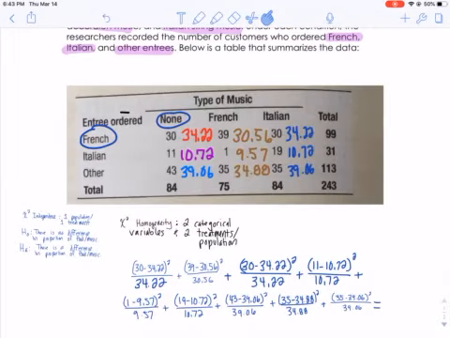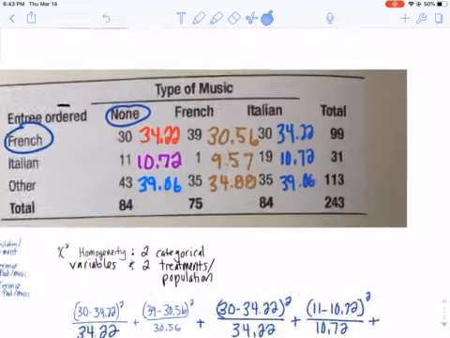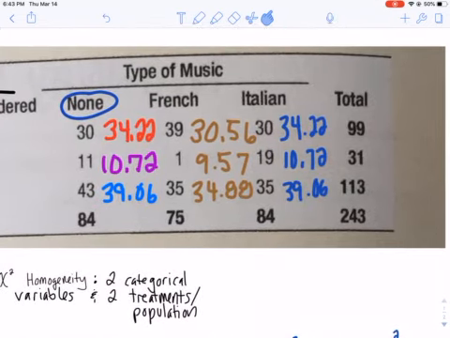Welcome to part 3 of restaurants, food, and music. Last we were talking about calculating the expected counts for our Chi-Square distribution here. So, I did my expected counts, hopefully you did too, and these should be the values you got. So we're going to talk about our conditions a little bit.